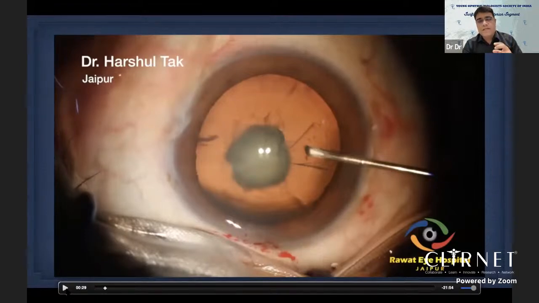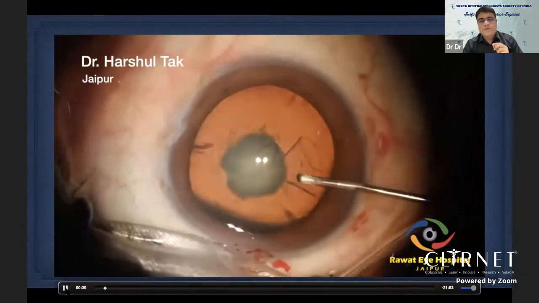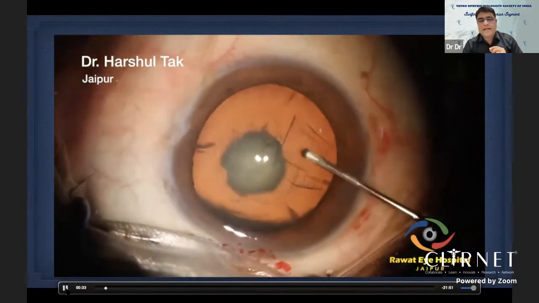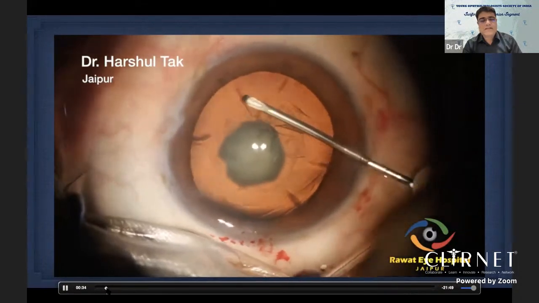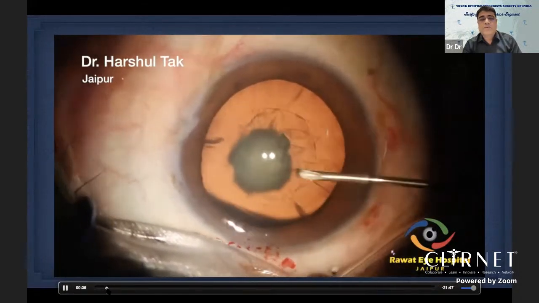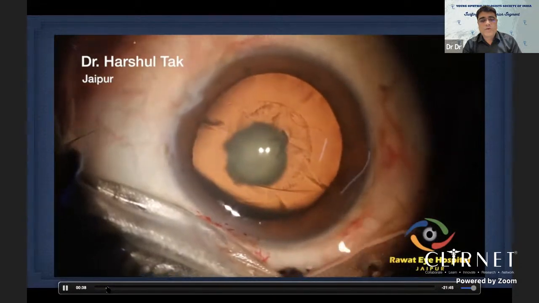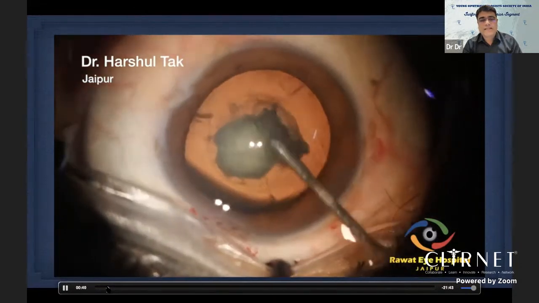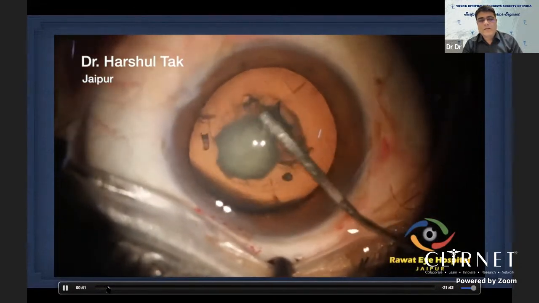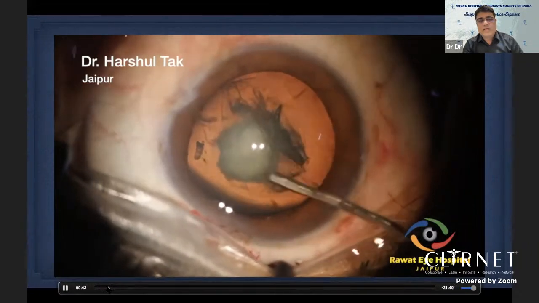And to do the optic capture, we don't need a bigger anterior capsular axis. So the first step is that the size of the capsular axis has not to be more than 5.25 millimeter. And of course, we all know in a true posterior polar cataract, like this case, had a nucleus grade 3 along with posterior polar cataracts.